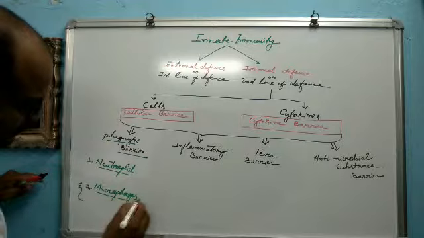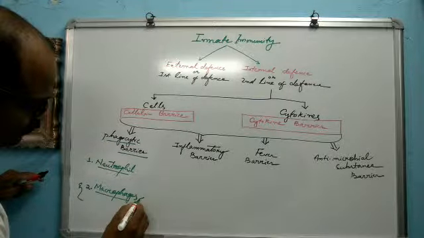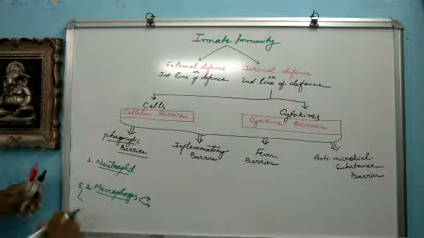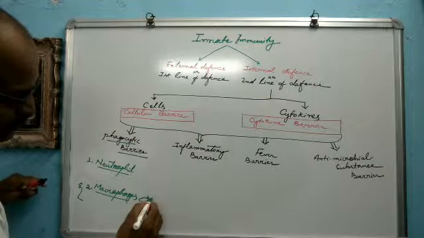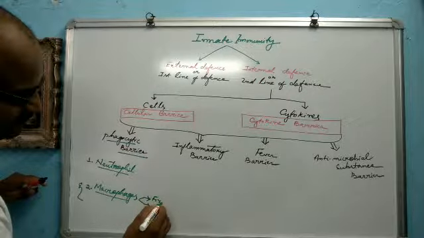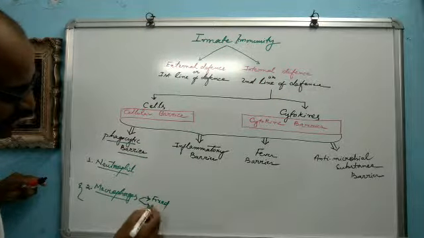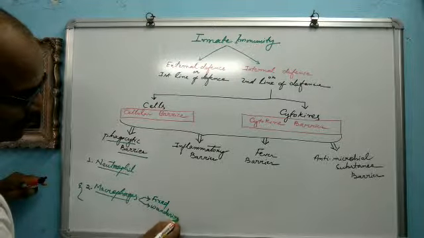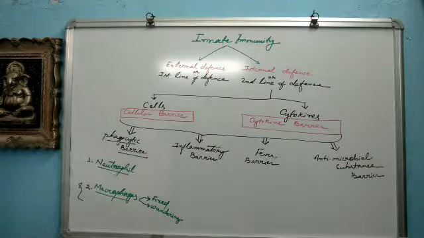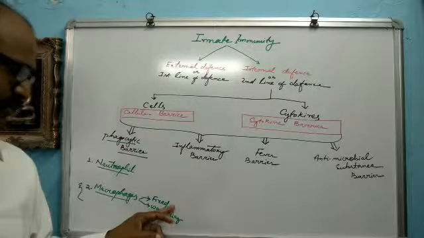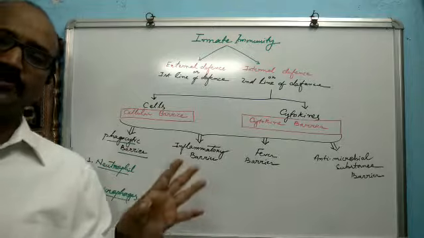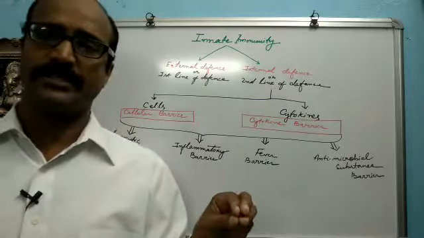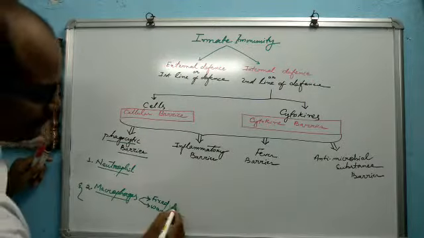The macrophage has two types: one is fixed and another is wandering. The fixed macrophages are present in some particular tissues of our body. For example, the phagocytic cell of the liver is known as the Kupffer cell.